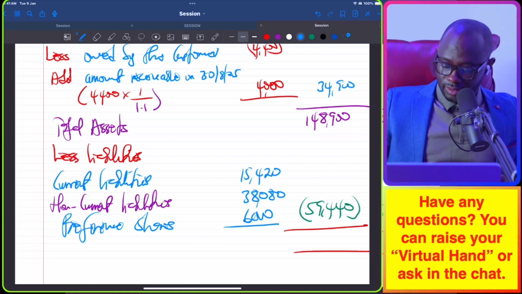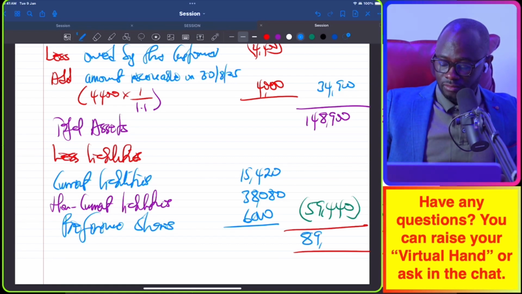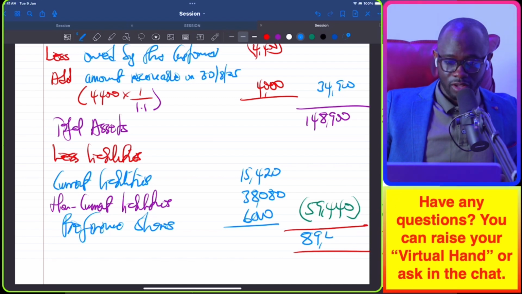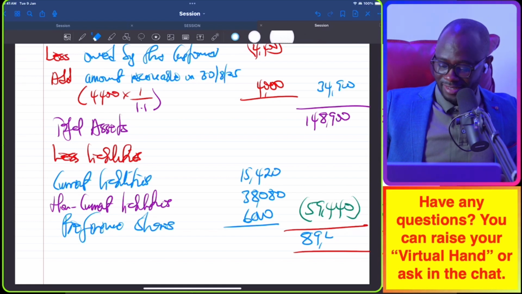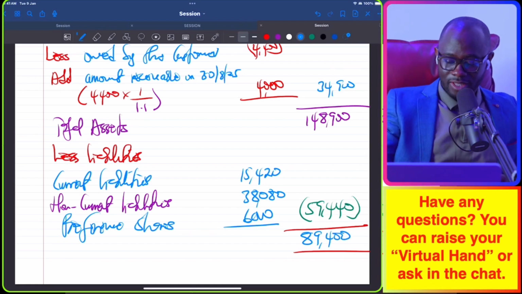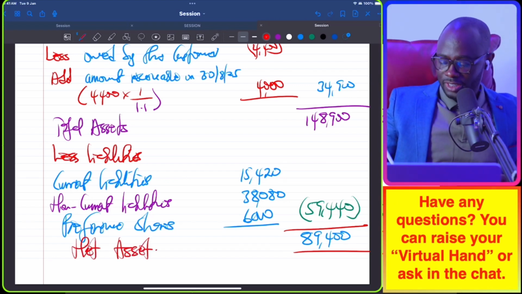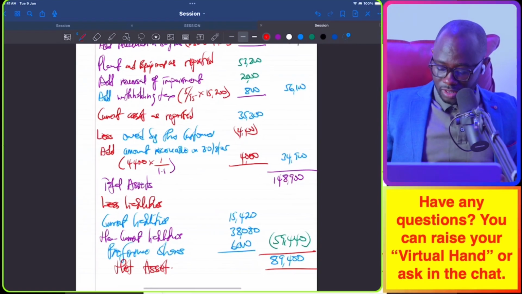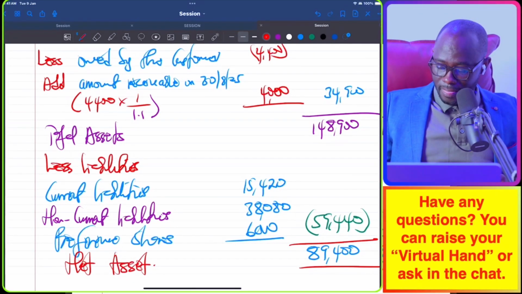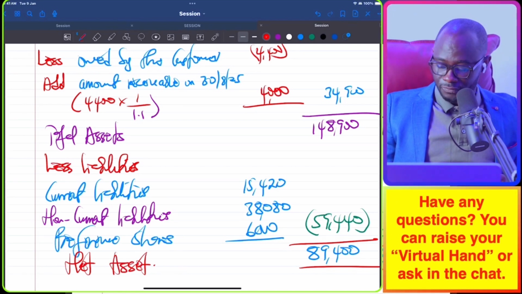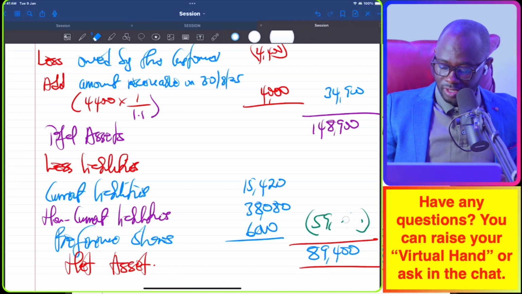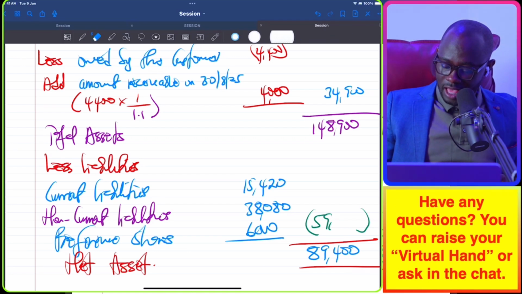89,400. That's 89,460? I'm hearing 400 somewhere, I'm hearing 460 somewhere. Who is right? Who is wrong? I had 400. Who is having the 460? Did you make an error somewhere? So this is our net asset. I have to look at the liability figure. It should be 59,500 rather.